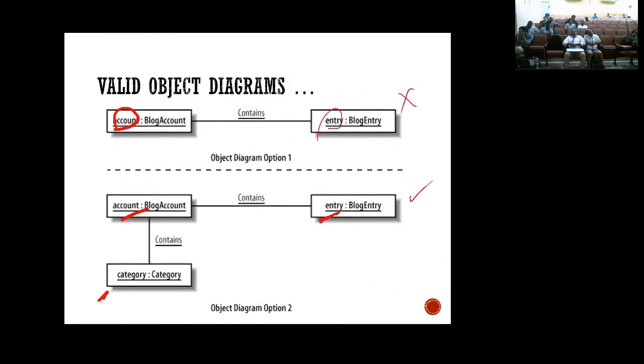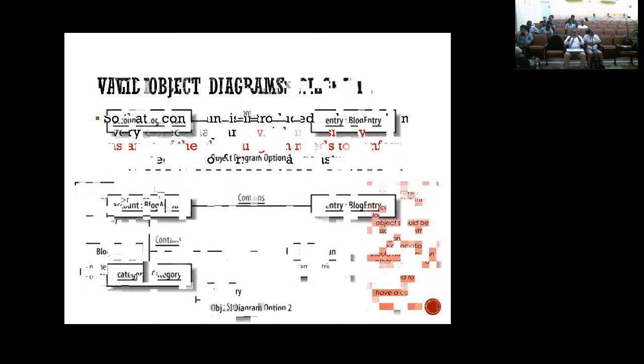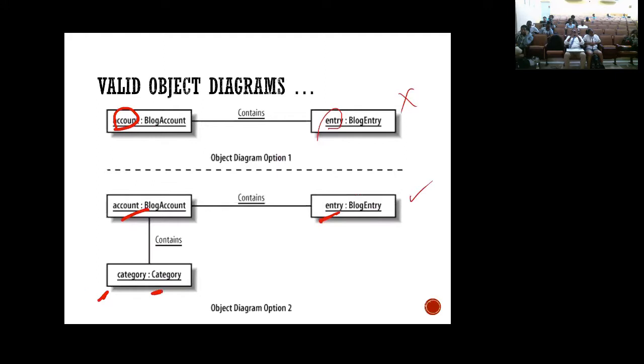Right, so because this diagram actually does not consider categories, then that means that it would be incorrect. It actually doesn't include that. So the point is that if you put this constraint here, it means that a blog entry cannot exist unless it has at least one category. This one will be fine because this one already has a category.